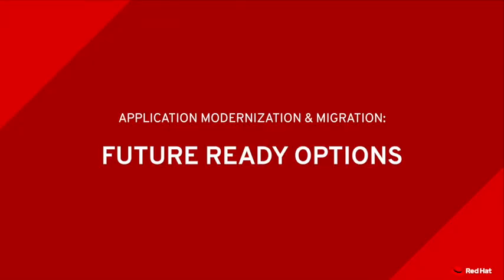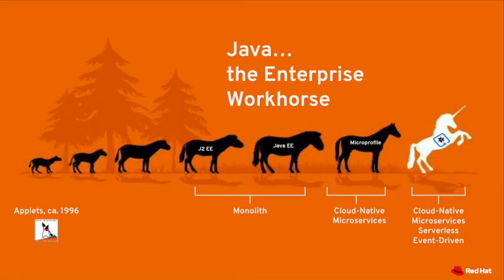So let's quickly talk about future ready options. This is an interesting area. Let's take one example quickly about Java. It has evolved tremendously from plain old applets in 1996 to a modern avatar of fostering applications that are cloud native, microservices based, and account for modern approaches of event driven and serverless.